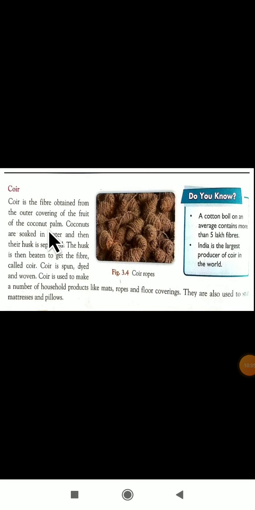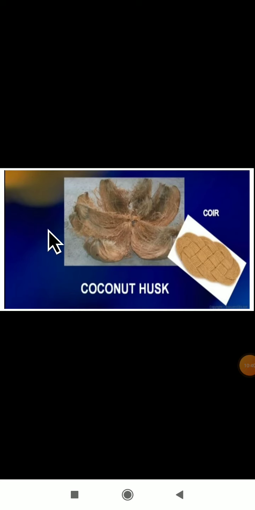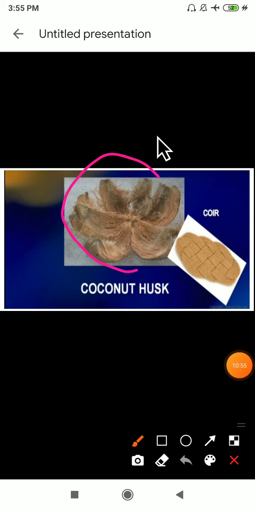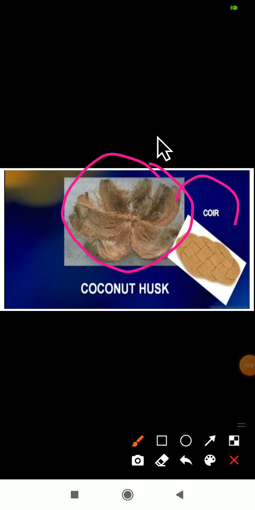Here I will show you the picture of a coconut palm. Yes, this is the coconut. This outer covering of the coconut, we are calling it the coconut husk. From this coconut husk, they will prepare coir in this manner. You can see this is the husk. Which is the husk here? This is the coconut husk. Using this they will make coir in this manner.